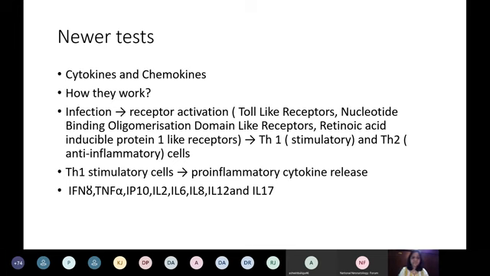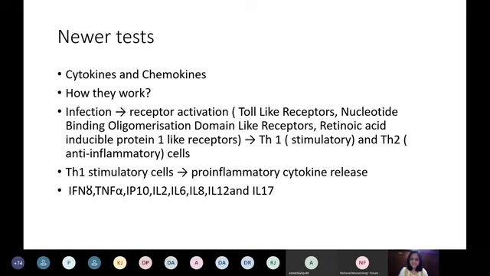So normally we have two of them. One is cytokine, one is chemokine. As the name suggests, one is stimulated by the chemicals, the chemokines, and the other is stimulated by the cells itself, which is cytokines. So how they work is, whenever there is infection, the receptors which are going to bind to these pathogens are getting activated.